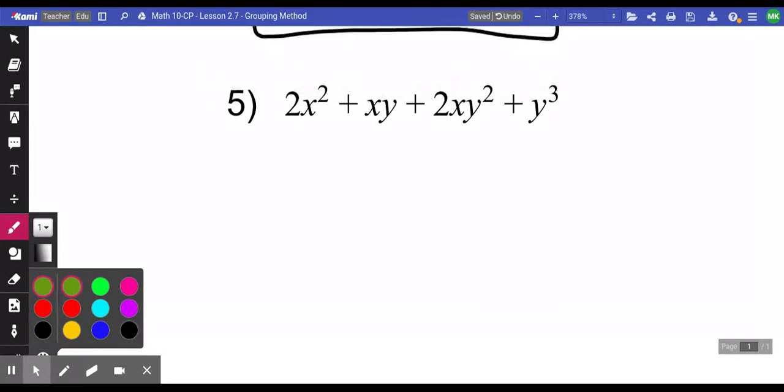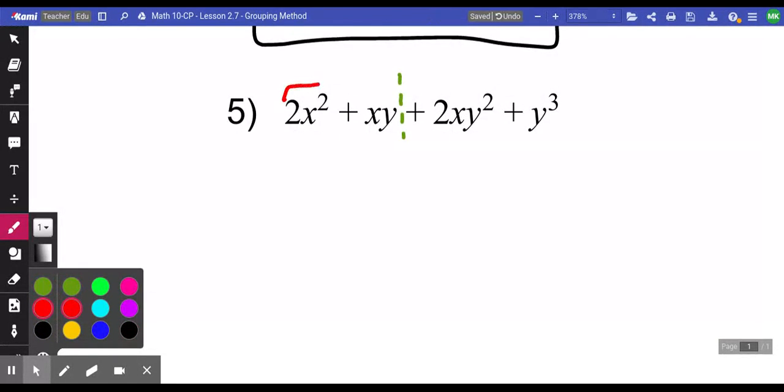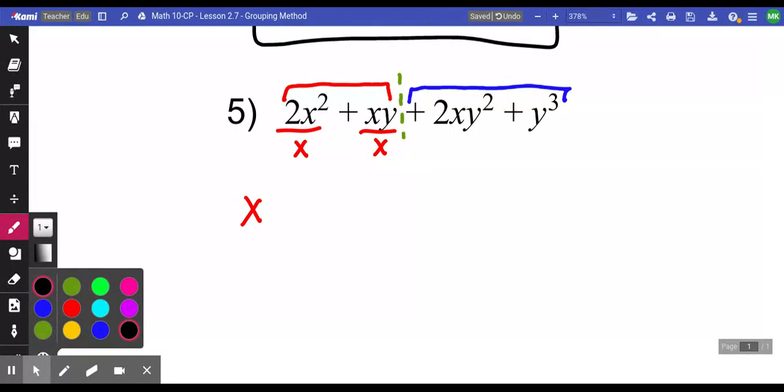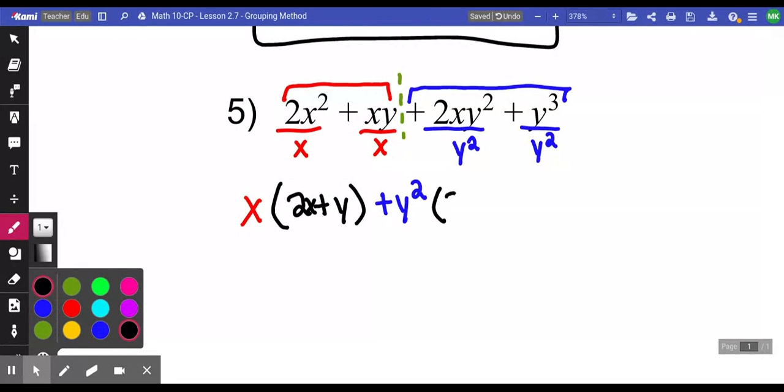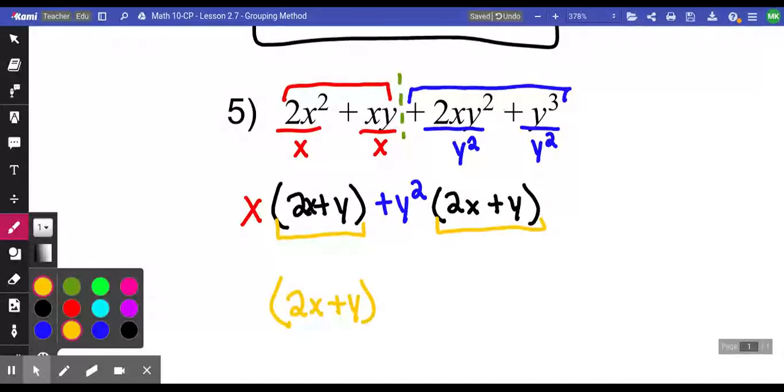So to do number 5, step 1, cut it in half. That gives you 2 sides. You need to take a greatest common factor out of each side. Out of the red side, I'm going to take out an x. If I do that, it leaves me with 2 plus y. On the blue side, I'm going to take out a y squared. When I take out that positive y squared, it leaves me with 2x plus y. You'll notice that these two things are the same. That is my first binomial in my multiplication. My leftovers, x plus y squared, is my second binomial.